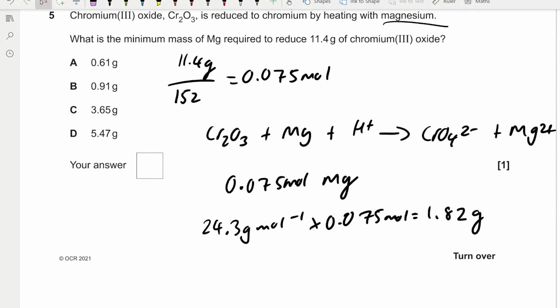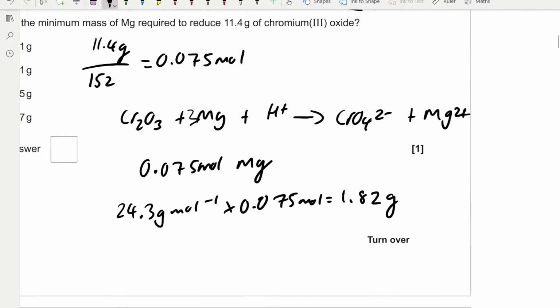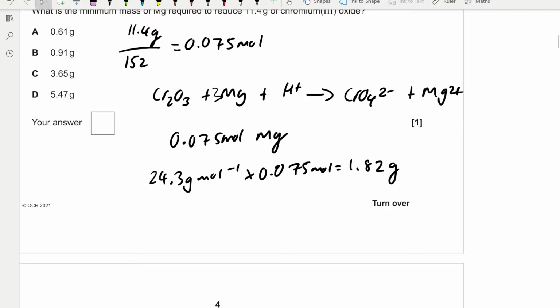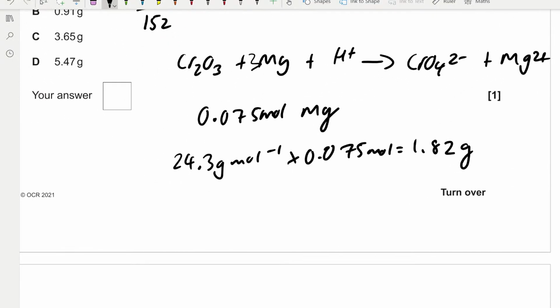That's not correct. So our ratio will actually be 1 to 3, because if we were to balance, so I won't go through it, but if you need to balance for charges and balance for atoms, and then our ratio is 1 to 3, and then that gives you an answer of D.